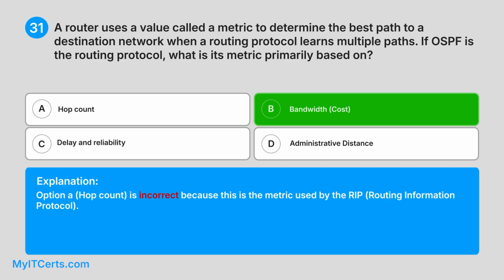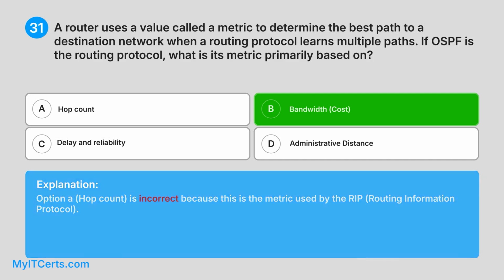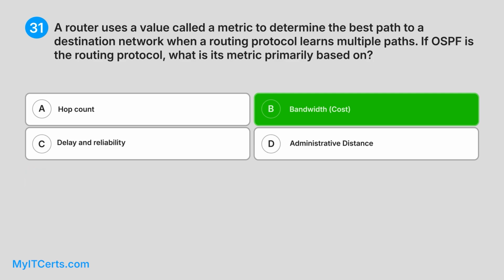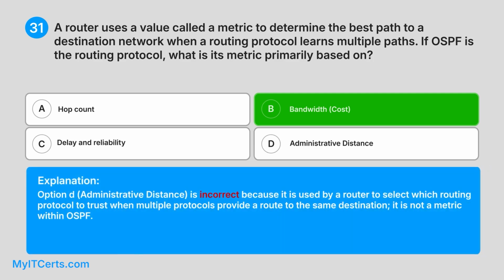Option A, hop count, is incorrect because this is the metric used by RIP, Routing Information Protocol. Option C, delay and reliability, is incorrect because these are components used by EIGRP to calculate its composite metric. Option D, administrative distance, is incorrect because it is used by a router to select which routing protocol to trust when multiple protocols provide a route to the same destination. It is not a metric within OSPF.